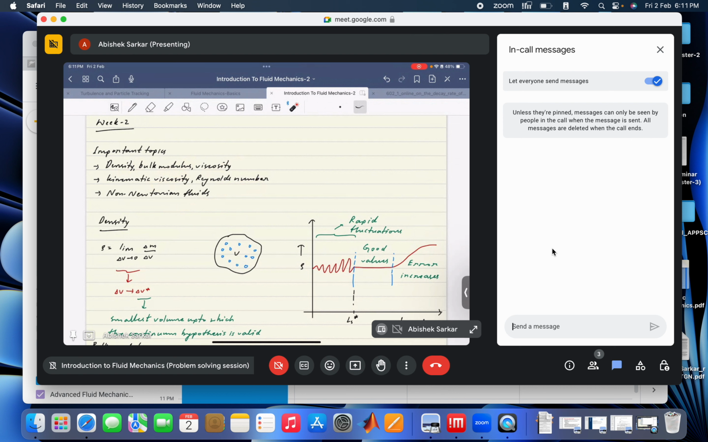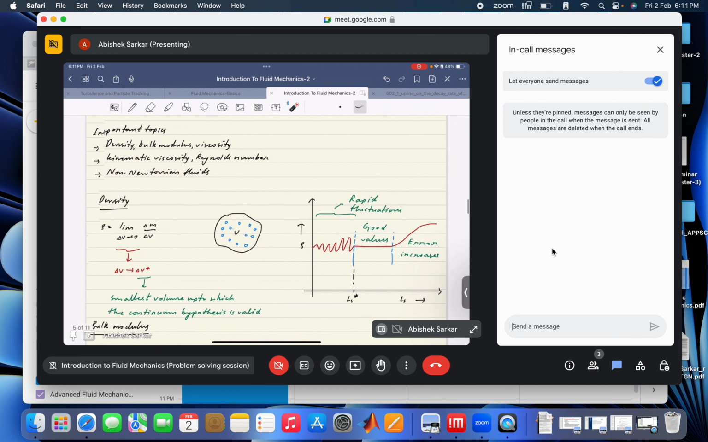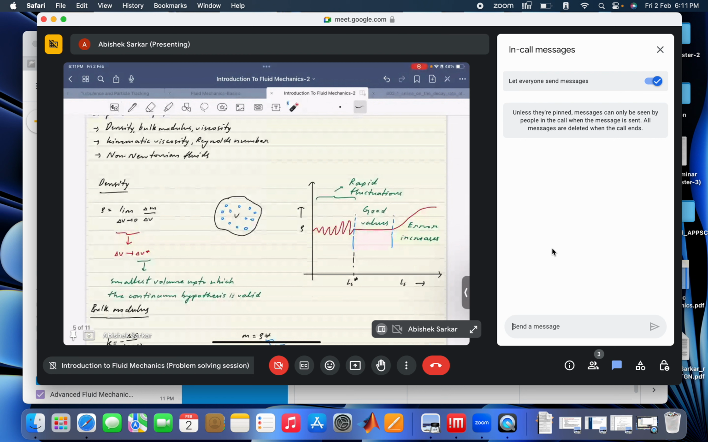Then we will briefly discuss some problems regarding them, similar problems that will be asked in your assignments for week 2, so that solving such questions in today's session will help you to solve the questions that will be asked in your assignment 2. Okay, so to begin with, let's start with the topic of density.